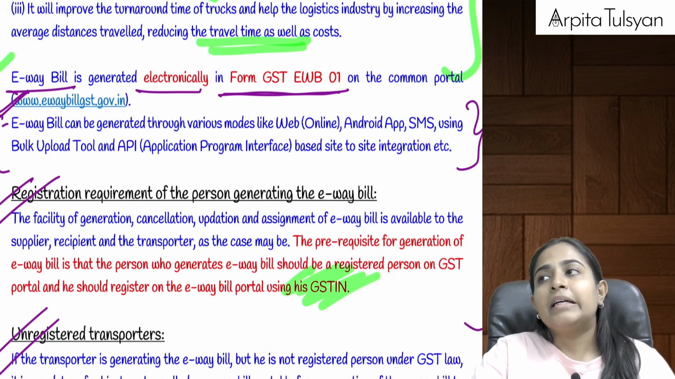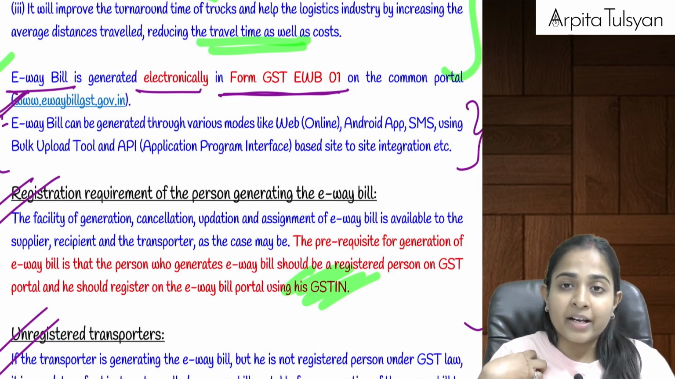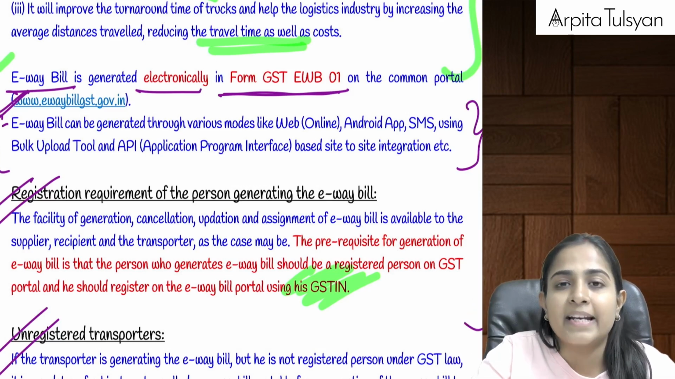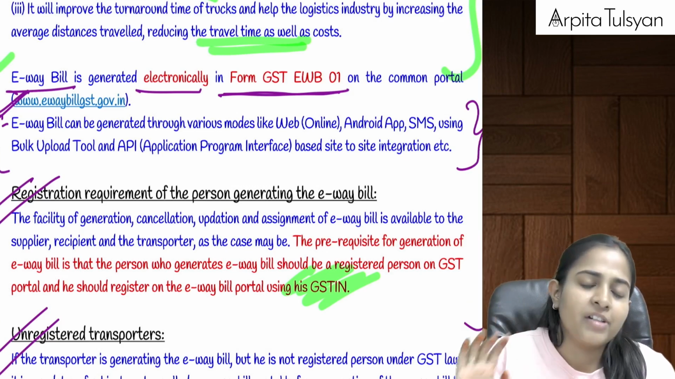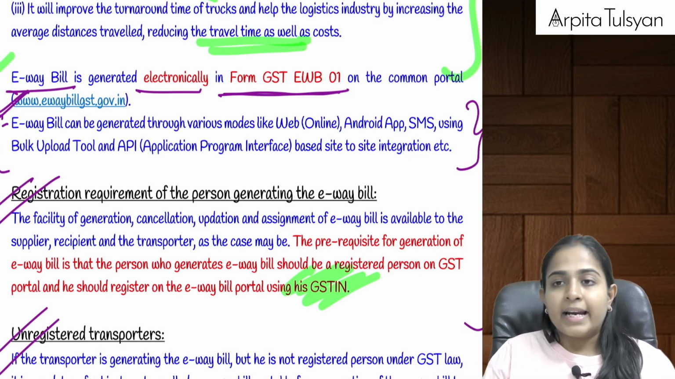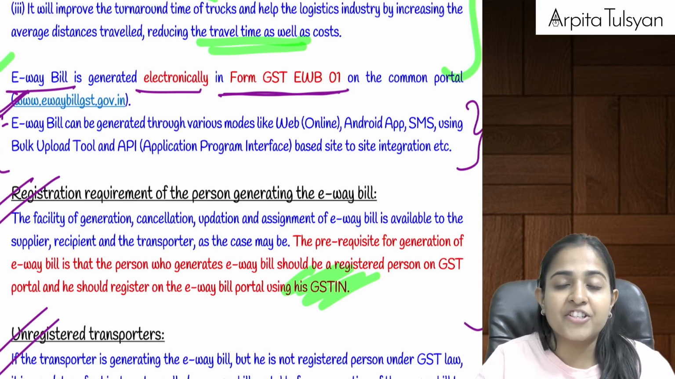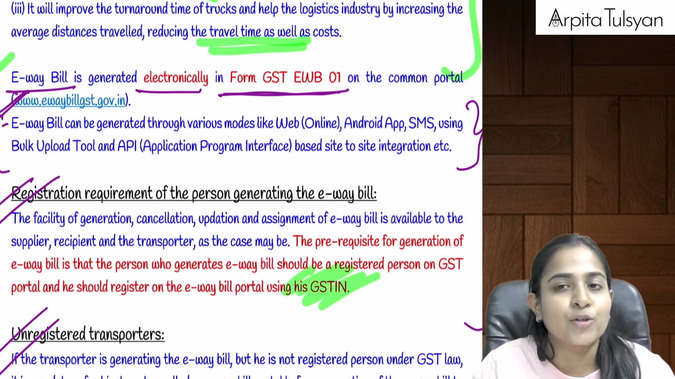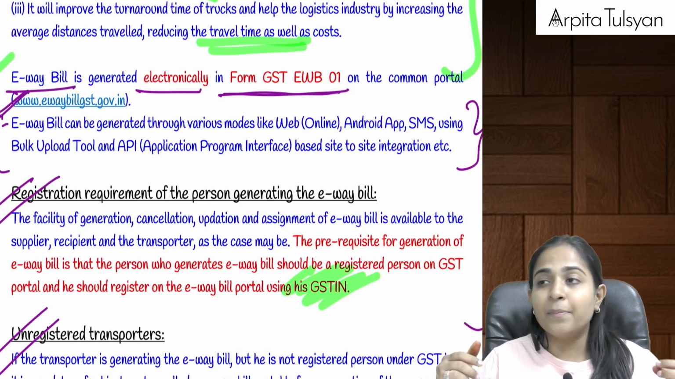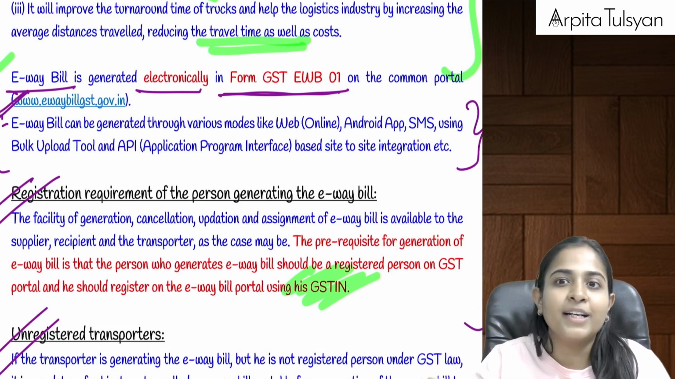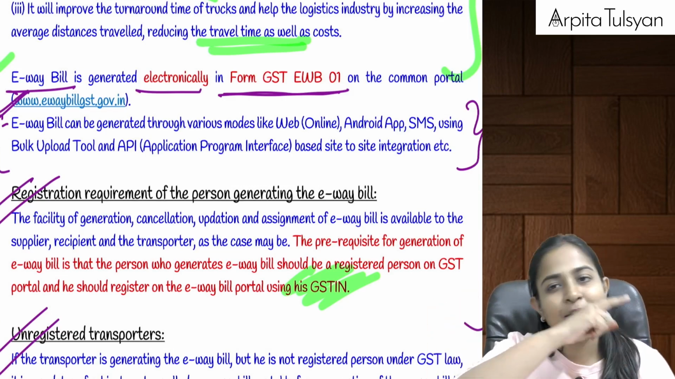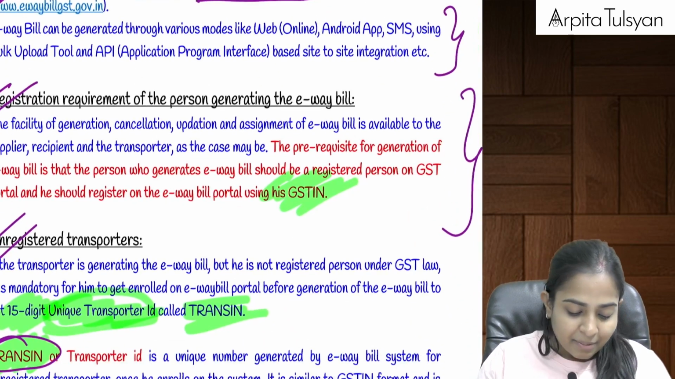And suppose I am the supplier, I am an unregistered person, and the other person is a registered person, then the registered person will generate the e-way bill, right? If none of us, neither the consignor nor the consignee, is generating the e-way bill Part A, that does not mean the e-way bill is not to be generated. Then the responsibility goes to the transporter. The transporter will fill Part A also, and the transporter will fill Part B also.